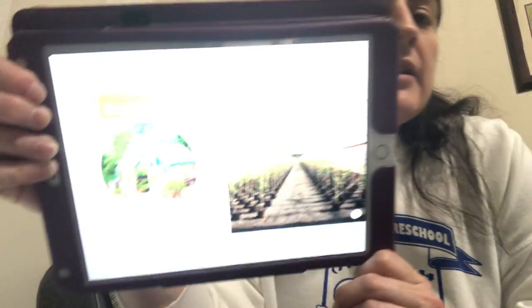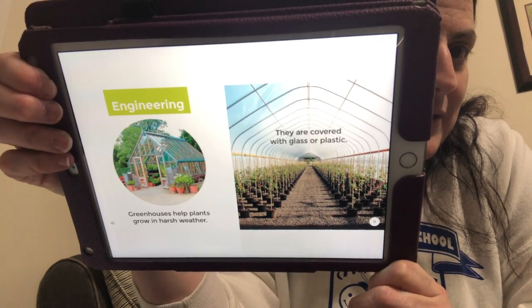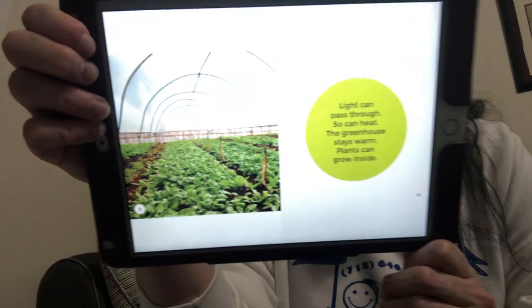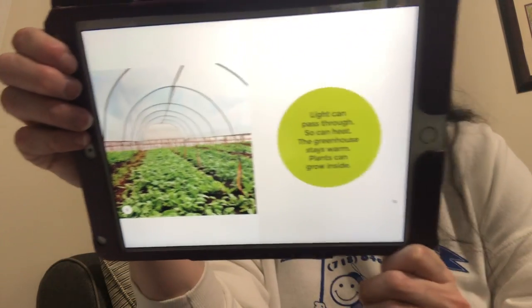Engineering. Greenhouses help plants grow in harsh weather. They are covered with glass or plastic. So some people have greenhouses and they put their plants in the greenhouses, and it helps their plants to grow, especially if it's very cold outside. Light can pass through, so can heat. The greenhouse stays warm. Plants can grow inside. So greenhouse keeps it warm for the plants to grow.